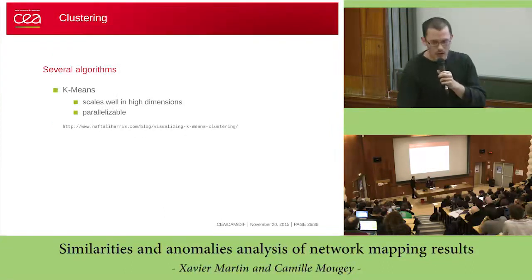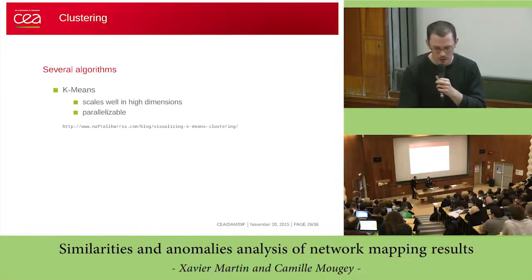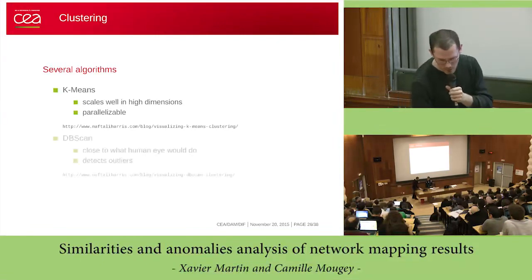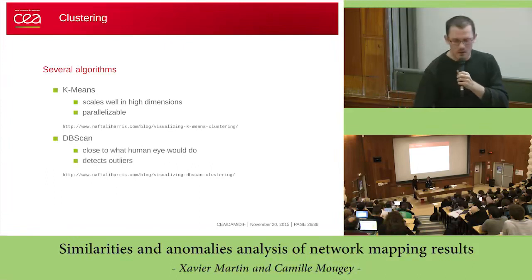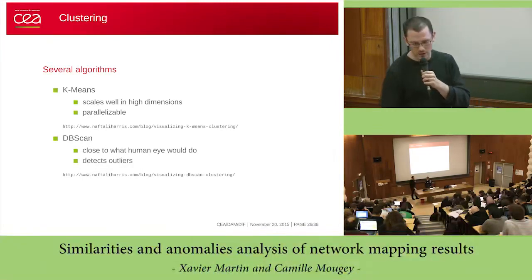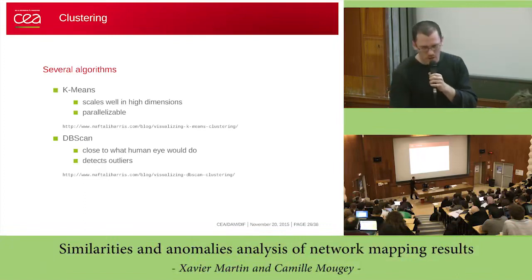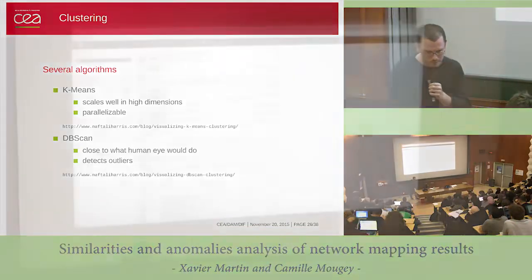So in our algorithm, we use K-means, which is great because it scales well in high dimension, and we are in really high dimension. It's easily parallelizable. And we use the DBSCAN algorithm, which is closer to what the human eye would do because it works with density recognition of each area. We'll see a quick example of how these algorithms work.